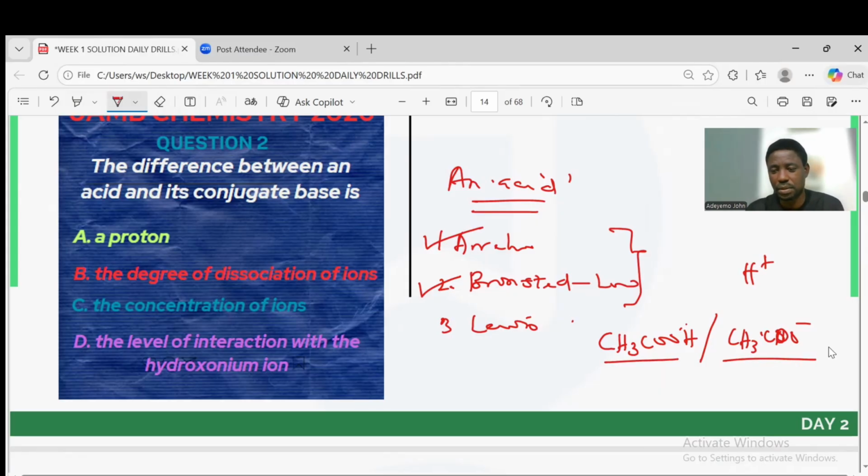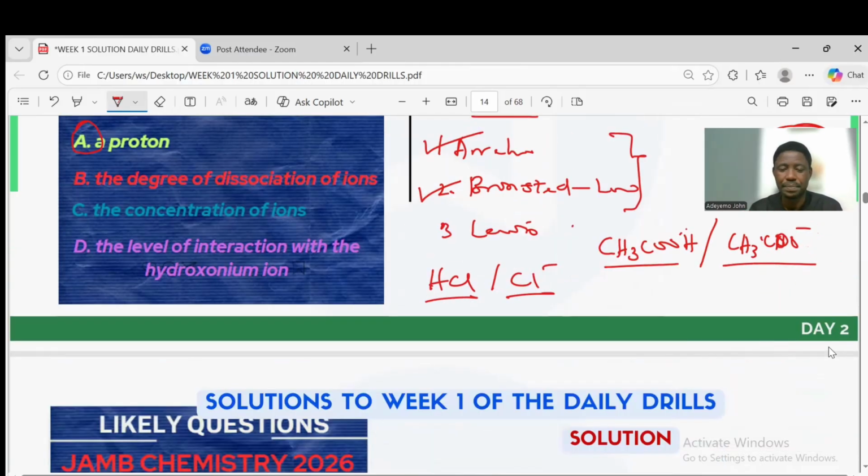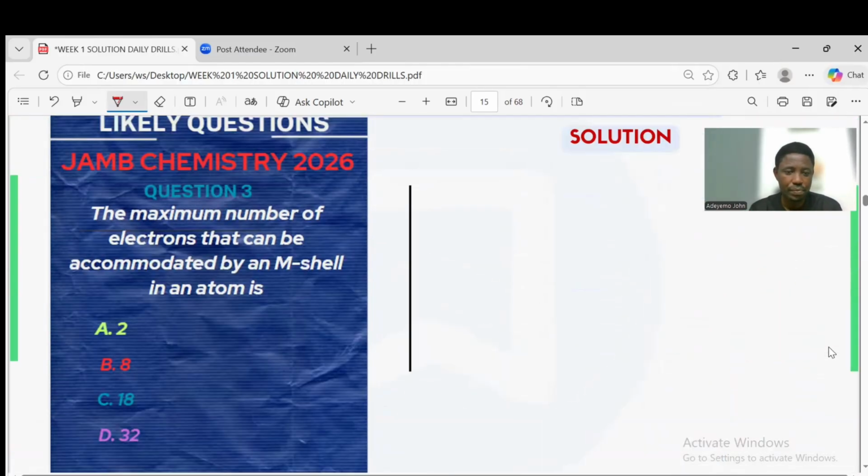Why is this called a proton? Hydrogen is mass 1, atomic number 1. Proton is 1. The electron is supposed to be 1, but it has lost it, so 1 minus 1 is 0, and there is no neutron, so it's only the proton. So the hydrogen ion is called a proton. It's only the proton that makes the difference between the acid and the conjugate base. If they say HCl, what is the conjugate base? Cl minus. So this is the conjugate base of this acid. All right, let's go to question 2.